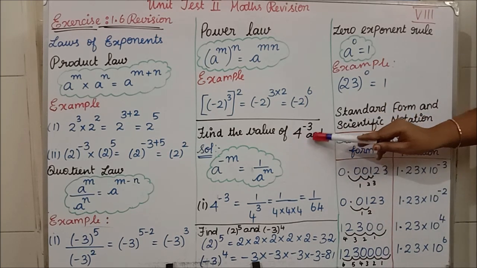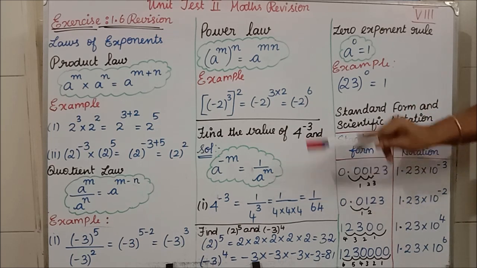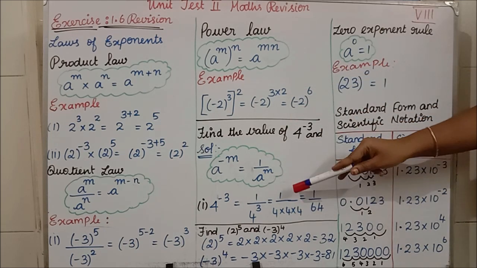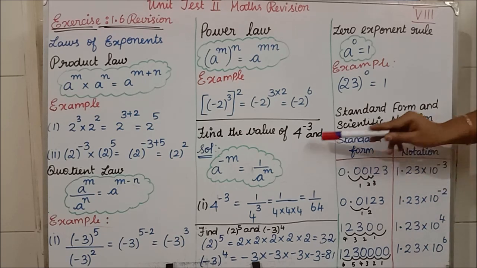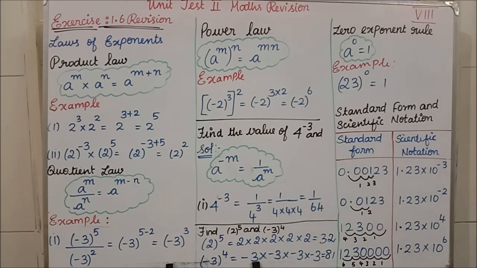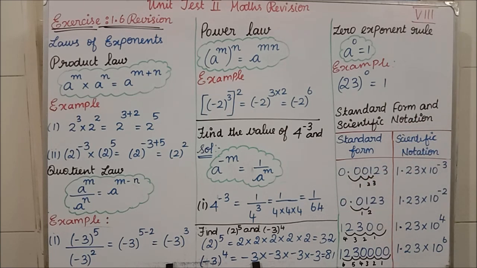I am solving 4 power minus 3, which is equal to 1 divided by 4 cube, that is 4 power 3. So 1 divided by 4 power 3 means what? 4 into 4 into 4. You have to multiply 4 three times, isn't it? So 4 4s are 16, 16 into 4 is 64. Clear, students, all of you?